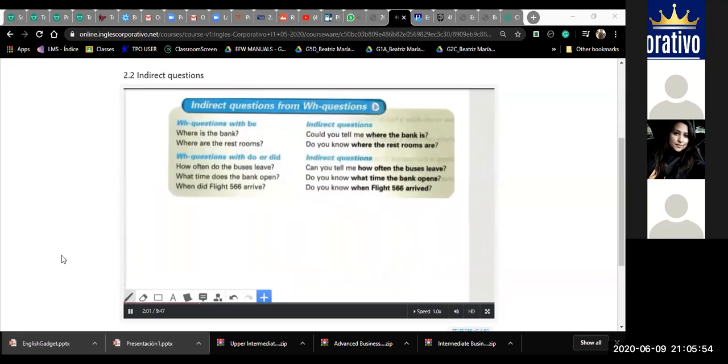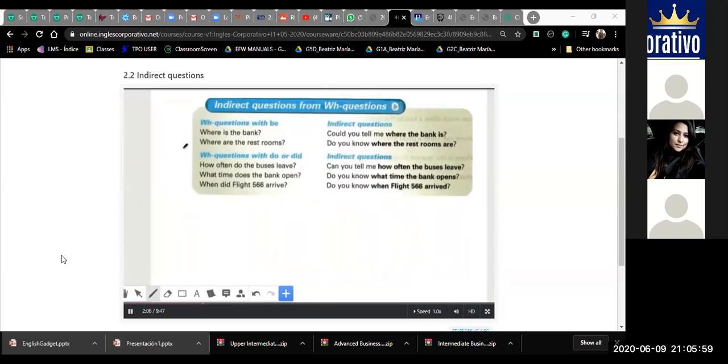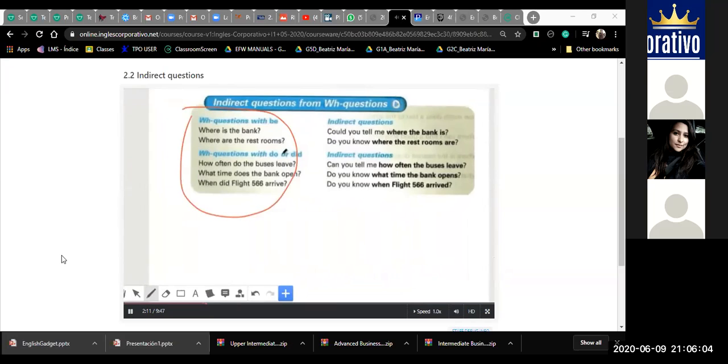Let me present some structure at this time. What we want to do in this class is learn how to change direct questions into indirect questions. The reason is that it's a lot more polite to use indirect questions. So, for example, if I say, where's the bank? It's less polite than if I say, could you tell me where the bank is? We're going to learn some rules to follow in changing these questions from direct to indirect. We're going to learn how to do it with the verb to be, and also how to change WH questions with either do or did.